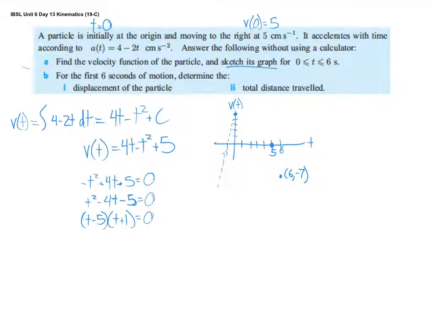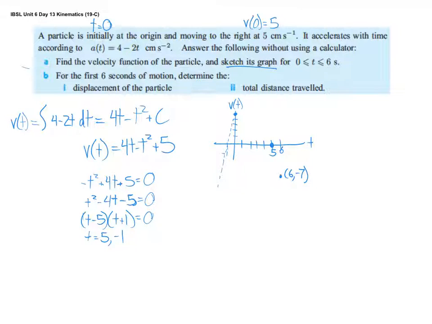The other key feature here that we could find is the vertex. Now, where is the vertex going to be? What's t for the vertex? I'm confused. Why don't we just plug in t equals 0? Well, we already have 0, but like 1, 2, 3, 4, 5, and 6. If you want to do that, you can. You don't have to find all of those.